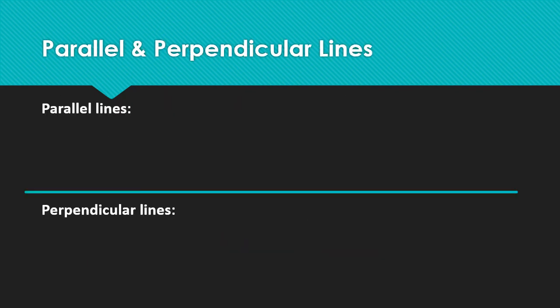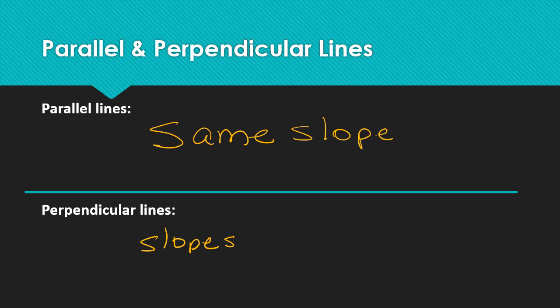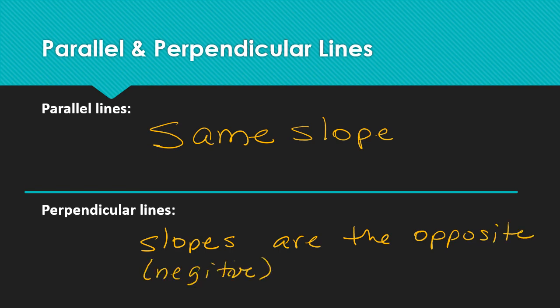Right. Let's move on and talk about parallel and perpendicular lines in reference to the coordinate grid. Parallel lines basically have the same slope. Their rise over run has to be equal. If the rise over run was not equal, at some point over the course of time, those two lines would cross. Perpendicular lines, however, have slopes that are the opposite reciprocal. So slopes are the opposite, and some of you will call that negative reciprocal.